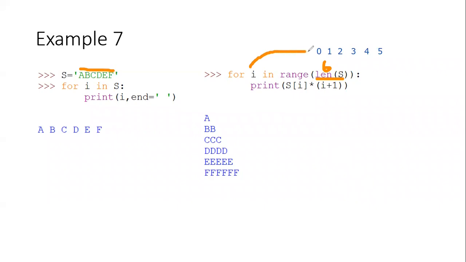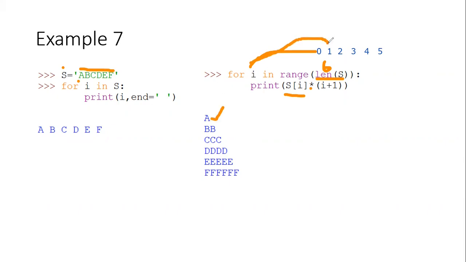Initially, I equals how much? 0. Then it gets S[0]. S means the string, this one. The 0th index means A. Then you take the A. Then A is multiplied by how many times? I is 0, and 0 plus 1 is 1. Therefore, A multiplied by 1 means just A.